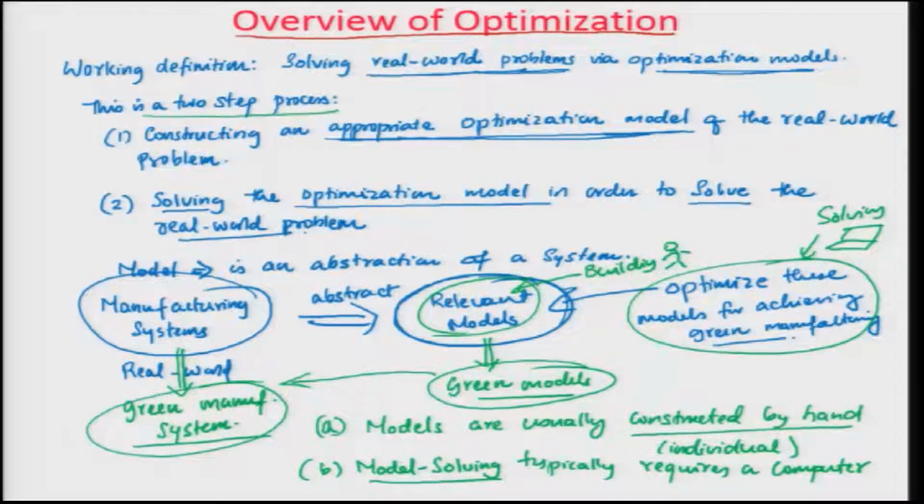The whole concept of optimization is all about that. It's a two-step process, as I said. You construct an appropriate optimization model, which, as I said earlier, is an abstraction of the real world problem, and then you optimize this model in order to solve the real world problem. Models are usually built by hand, and model solving is typically done with the help of a computer.